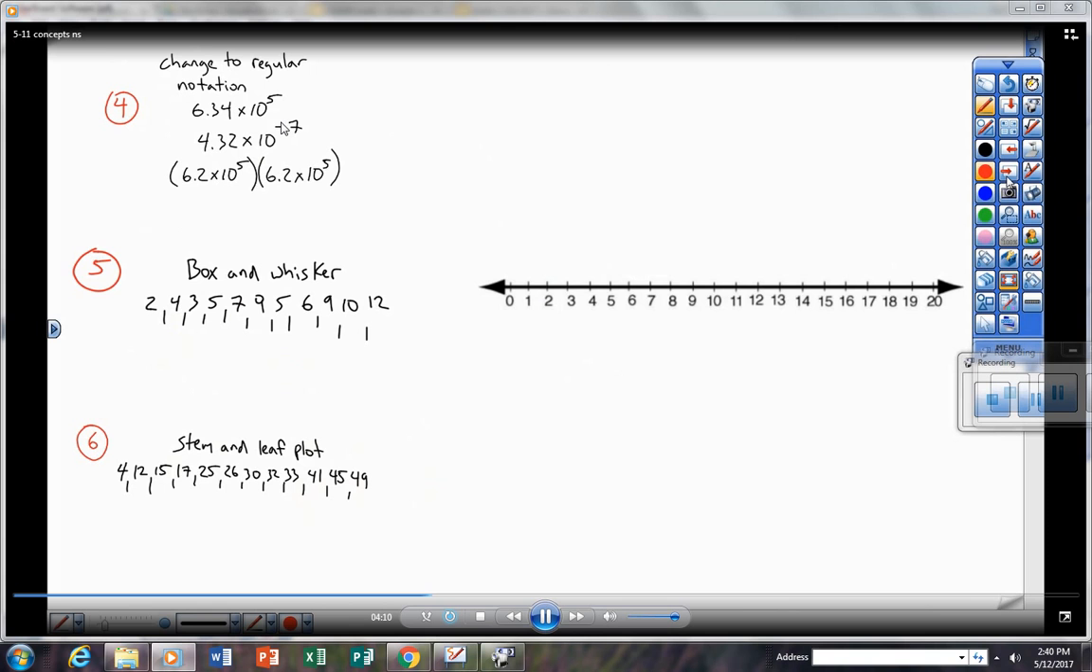Changing these from scientific notation to regular notation. So I take that decimal, that 10 to the 5 means I'm moving it 5 places to the right. So 1, 2, 3, 4, 5. This is the new location for my decimal. Don't leave the decimal there. Fill in zeros in the holes and then rewrite it as a large number without that decimal there.